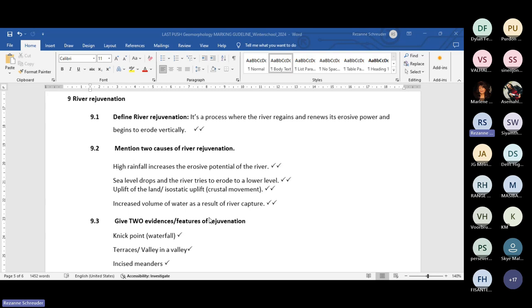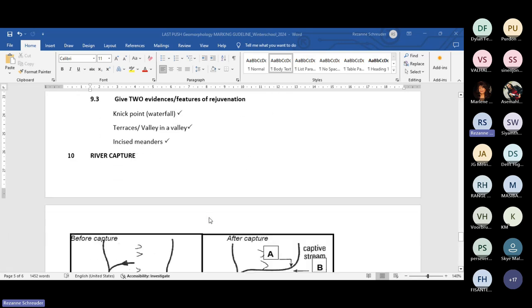So Shiloh, yes, there will be meanders, but it would be wiser for you to add the term incised meanders, because remember we've spoken about the increase in vertical erosion also. So very important, add the word incised meander. Zizo, a Nick Point, then valley within a valley. Yes, very important, your terraces or then the valley within a valley. Well done.